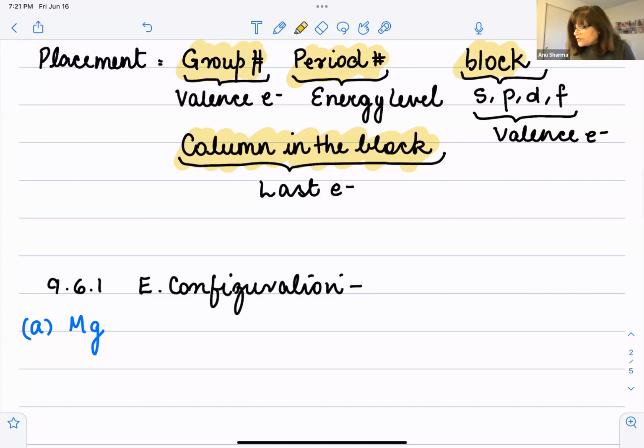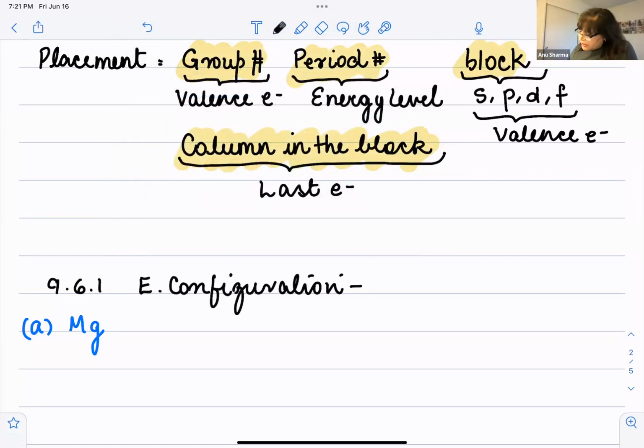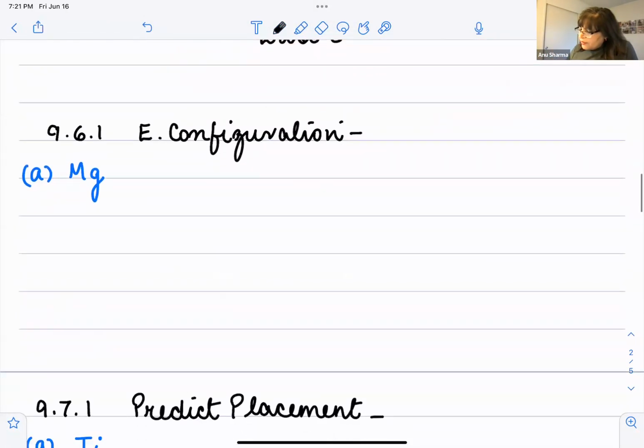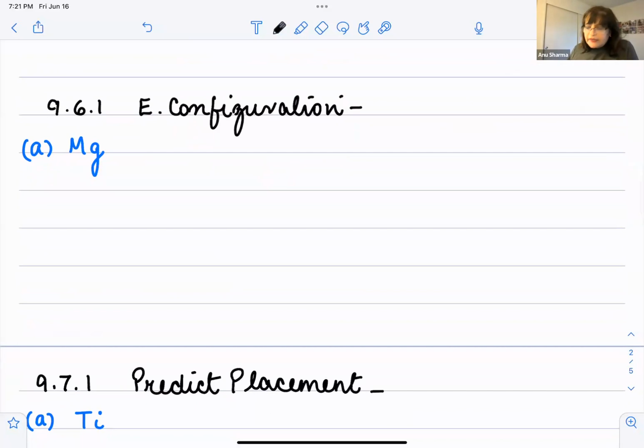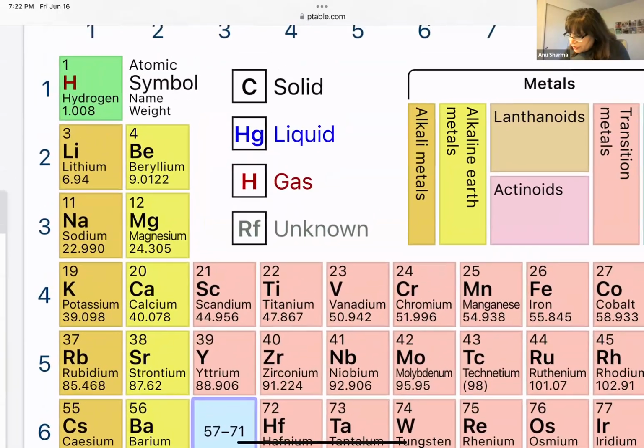Okay, so now let's look at some examples here. Here we are given magnesium. Now you look in the periodic table and you identify. Now there's something you're going to do from your side also. Let me see if I can open up the periodic table. So give me a minute. All right, so here is the periodic table. So we are talking about magnesium. So where is magnesium?